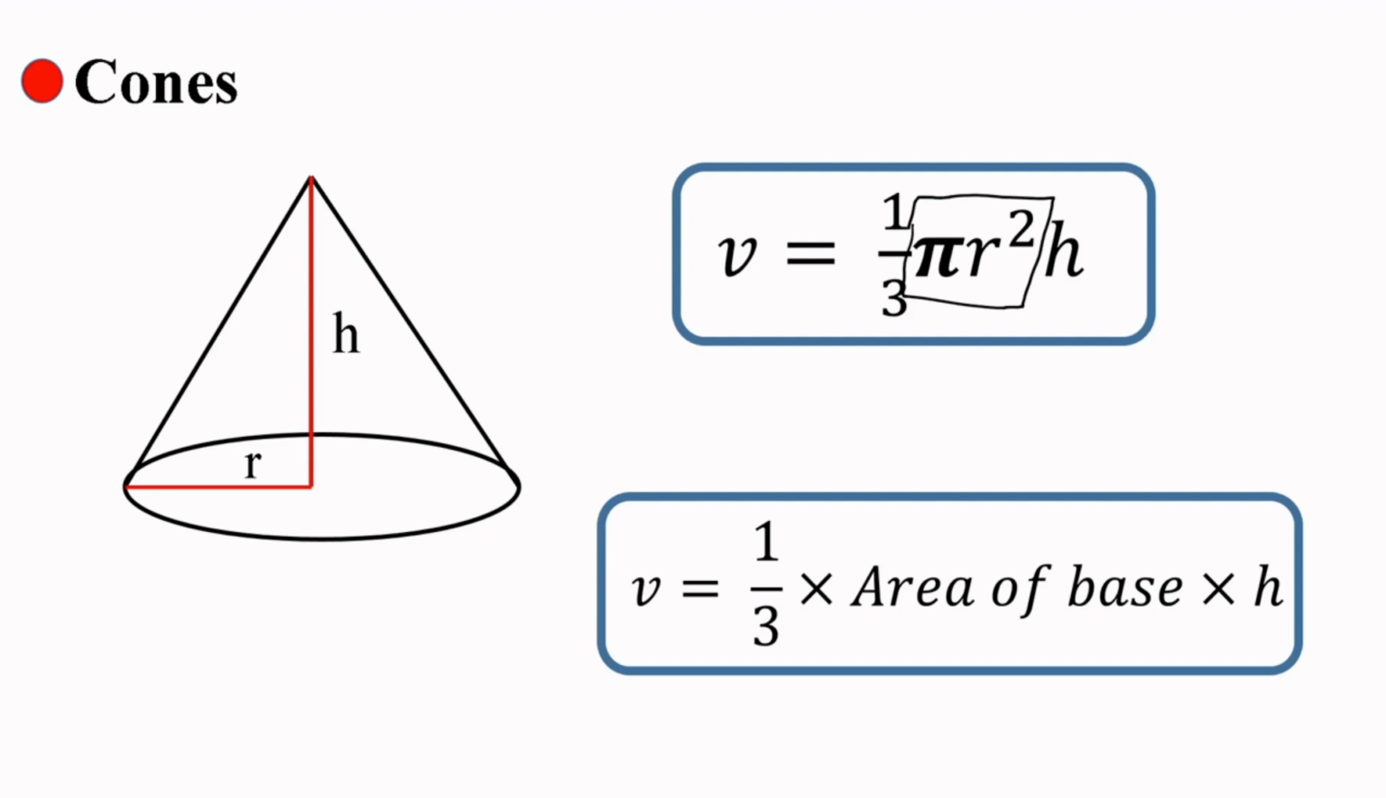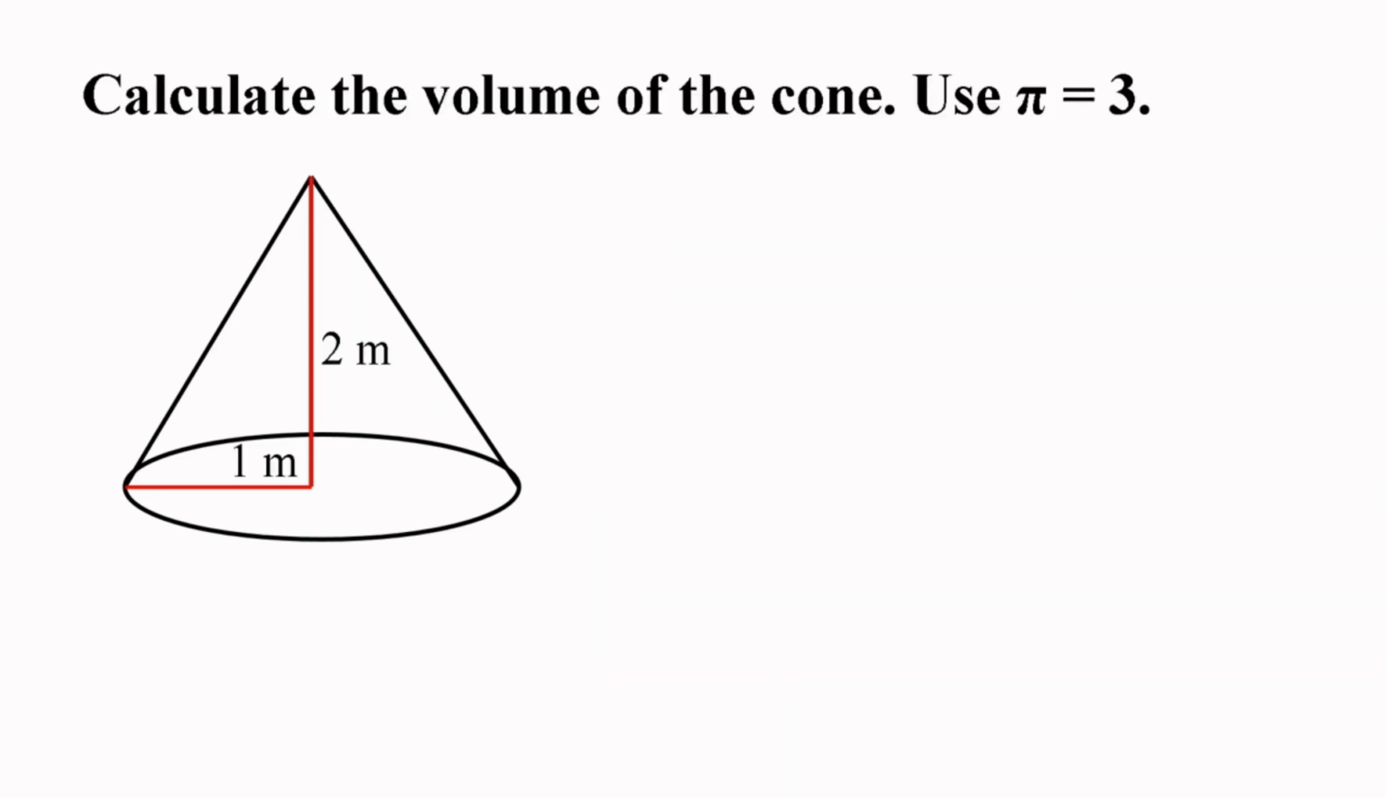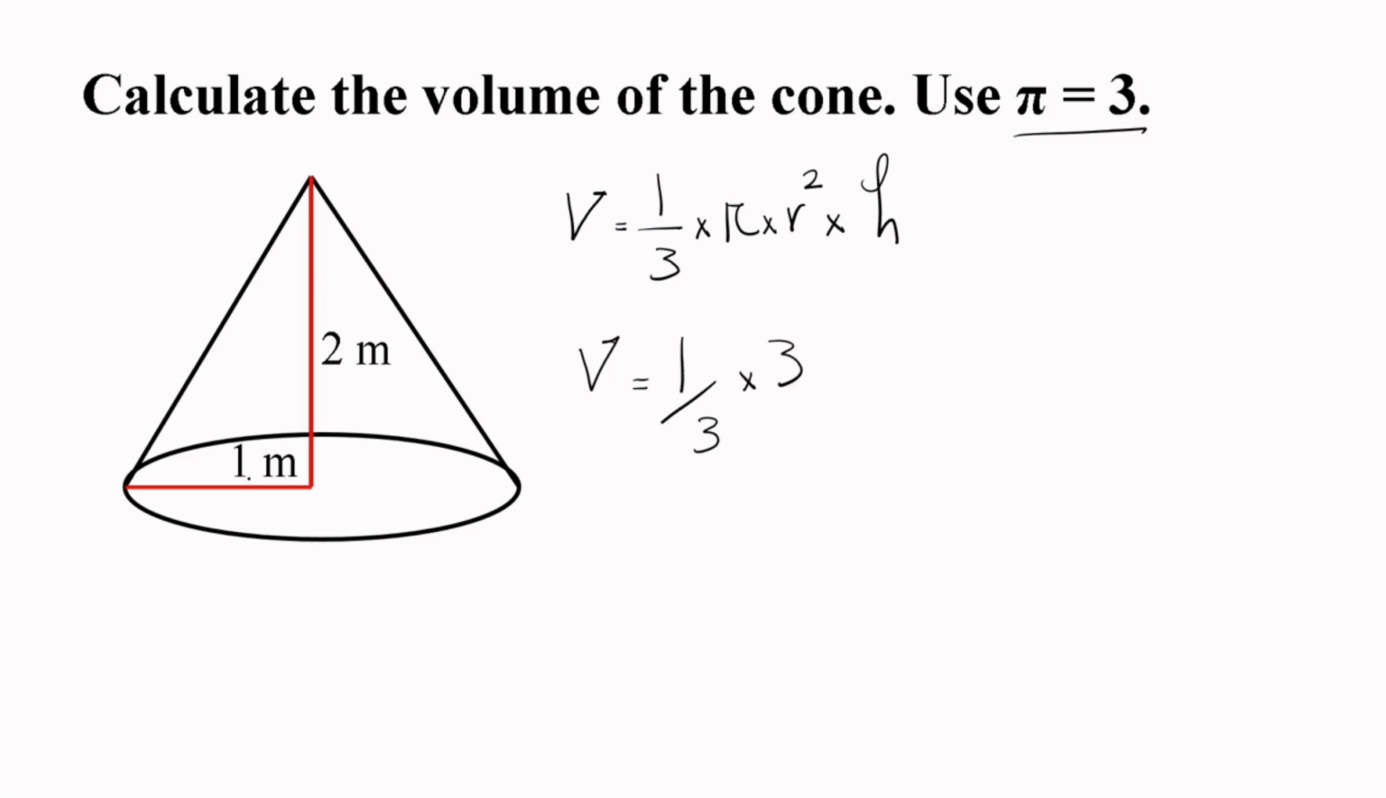Okay, let's have some examples with each other. Here I have a cone and I want to calculate the volume of that. So V is going to be equal to 1 over 3 times pi times r to the power of 2 times h. Okay, I'm going to replace the values. The question says that I can use pi as 3, so V is going to be equal to 1 over 3 times 3. What is r here? R is 1 meter. I'm going to replace 1 to the power of 2, and h here is 2 meters.